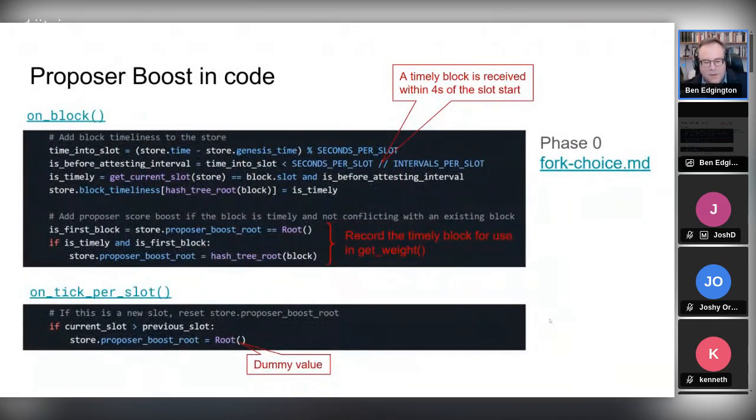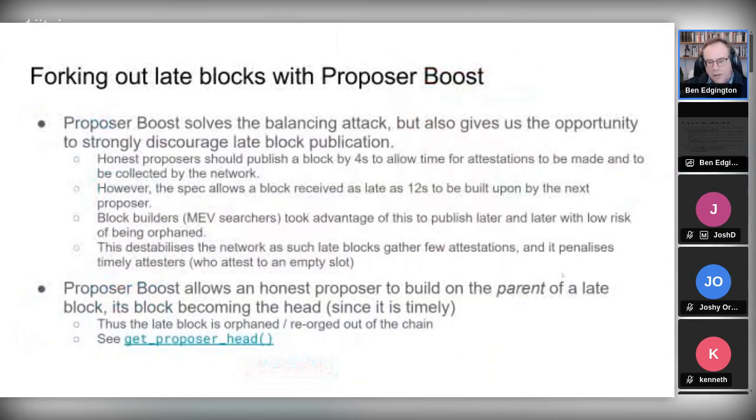So just for the duration of one slot, if I receive the block for that slot, it gets boosted and is much more likely to be the head of the chain. And so the point of this was to mitigate the balancing attack, basically cure that balancing attack, and it's effective at doing that. But it also turns out it has another good use case. We can use proposer boost to fork out late blocks.